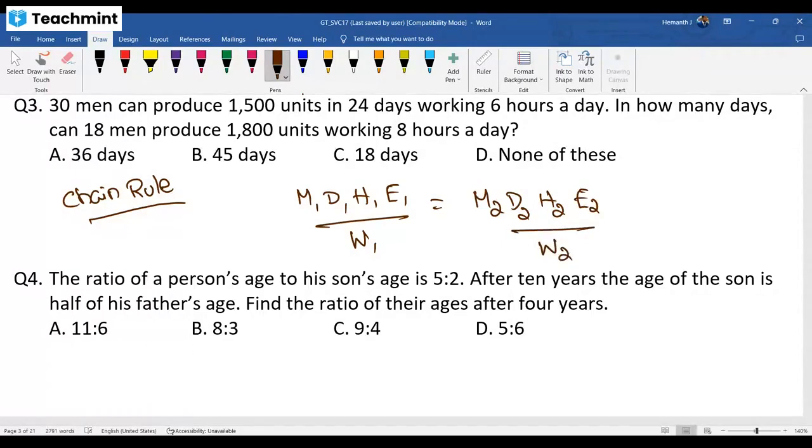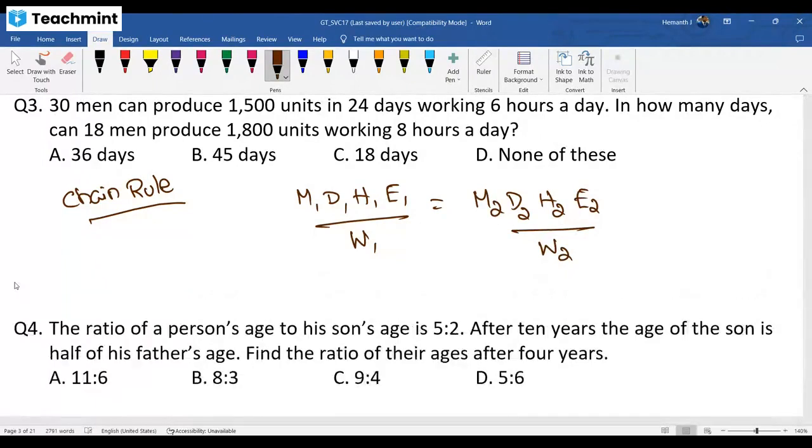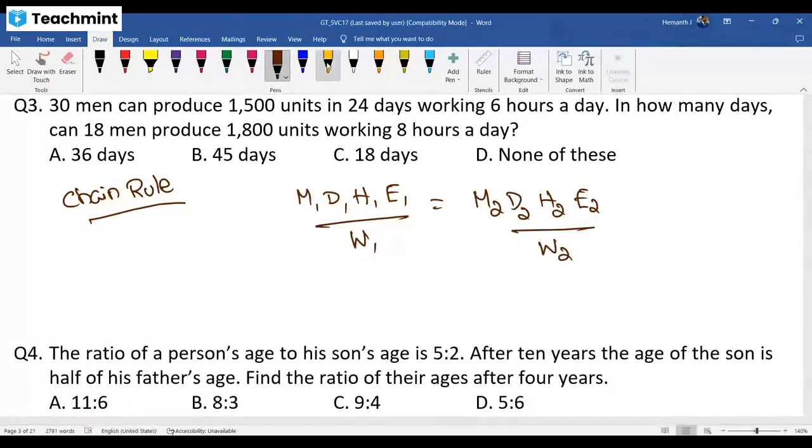So what is M here? How many members are working to complete the work? 30 members in this group, whereas in this group 18 members are working. D stands for how many days? 24 days. H stands for how many hours per day? 6. E stands for efficiency or capacity. Not given means take it as the same.